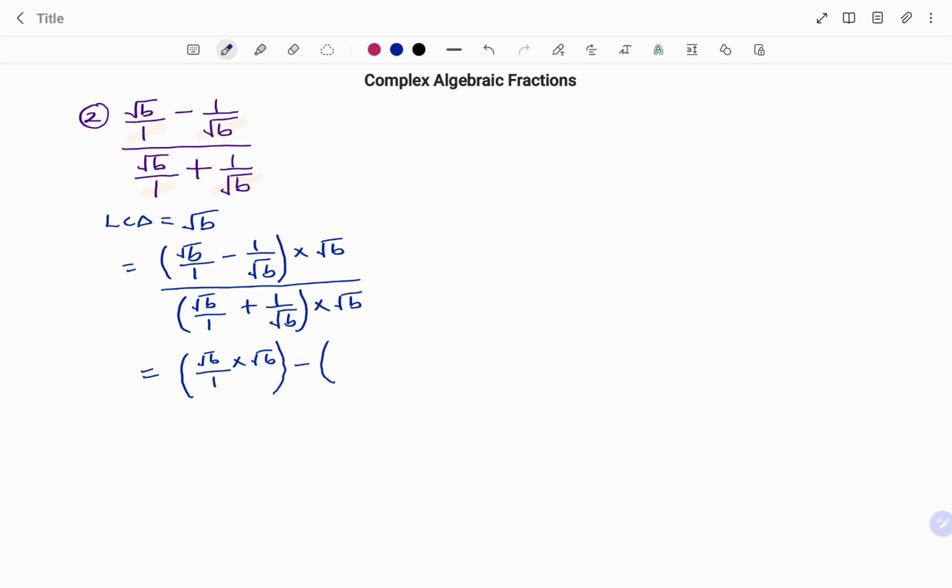Always take note of your signs. We have 1 over root b times root b, divided by, we do the same thing at the bottom, root b over 1 times root b plus 1 over root b times root b.